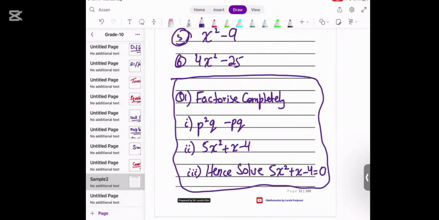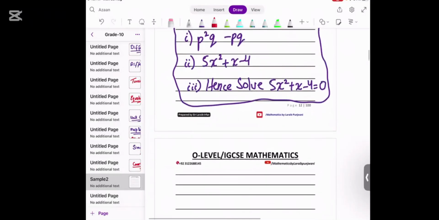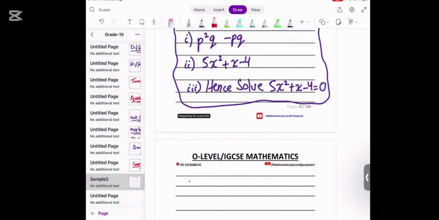The first one is PQ bracket P minus 1. What is the answer? Please repeat. PQ bracket P minus 1. Yes, absolutely right. Correct.